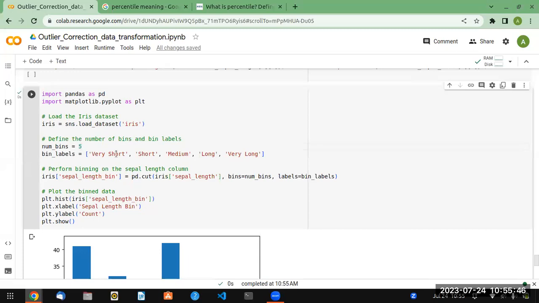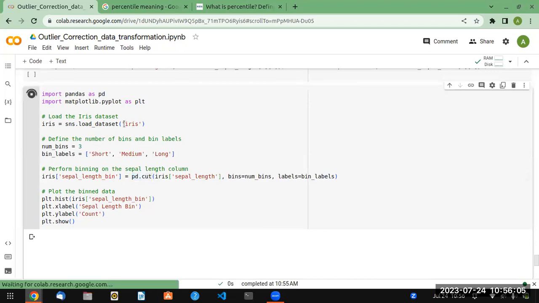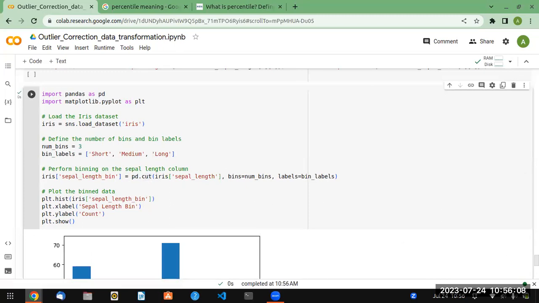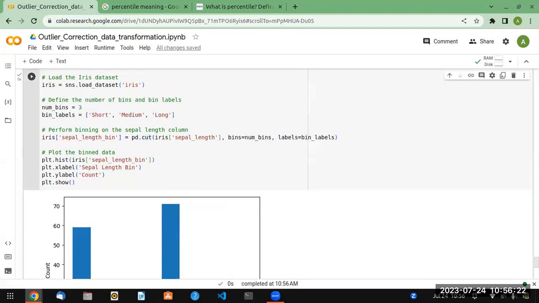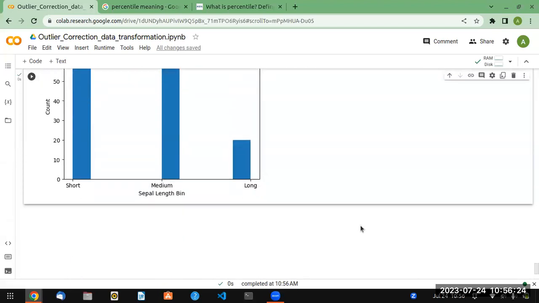Based on our requirement, suppose I will make it 3. So I will remove this part. How is this getting divided based on these 3 categories? Because of this pd.cut, it is automatically dividing into the number of categories that you mention in the code. Short, medium, and long. Okay. So around 60 are in the short category, and the same in medium and long. So like this, you can also do binning and perform your tasks.